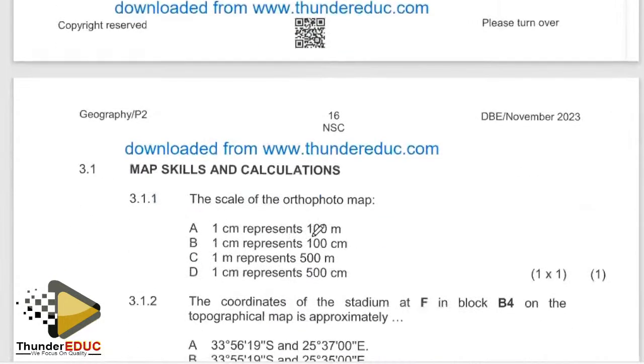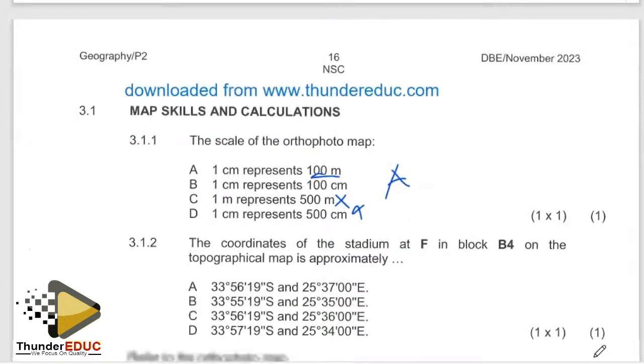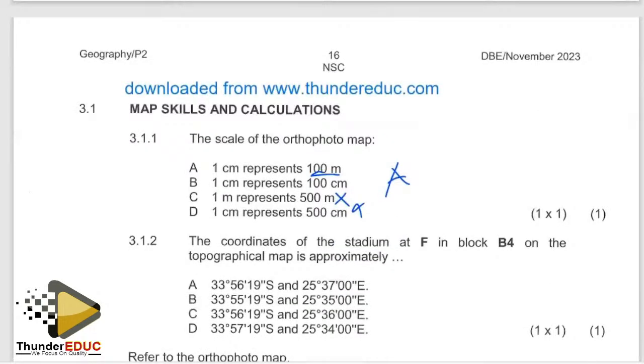The first question is, the scale on the orthophoto map is 1 centimeter represents 100 meters. Okay. Since it's an orthophoto map, these ones, 5,000, are out, because the orthophoto map is 10,000, but it can't be 1 centimeter to 100 centimeters. The right answer is A.